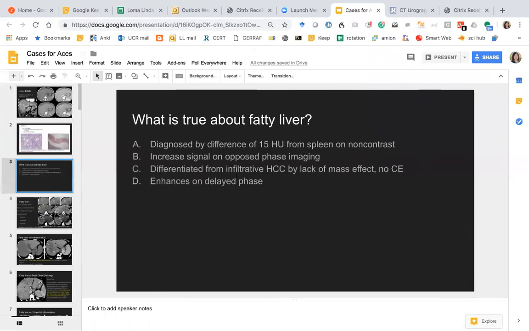So what's true about fatty liver? It's diagnosed by a difference of 15 Hounsfield units from the spleen on non-con. You get increased signal on opposed-phase imaging. It's differentiated from infiltrative HCC by lack of mass effect and no contrast enhancement. It enhances on delayed phase. Any guesses?